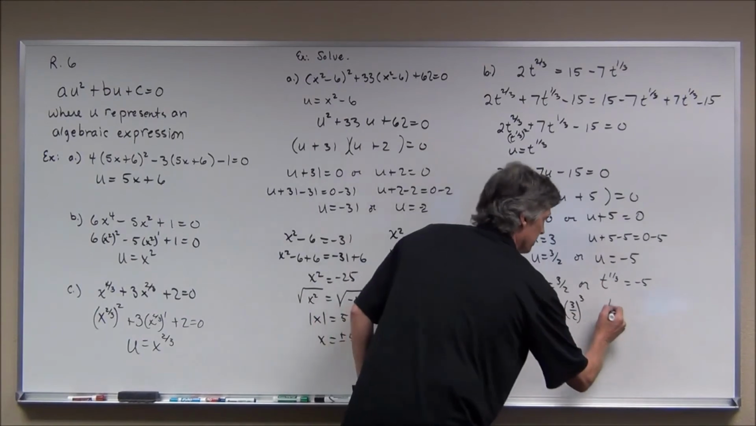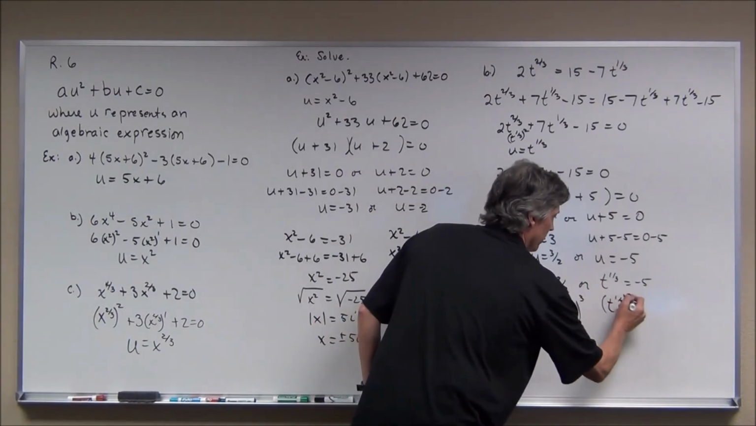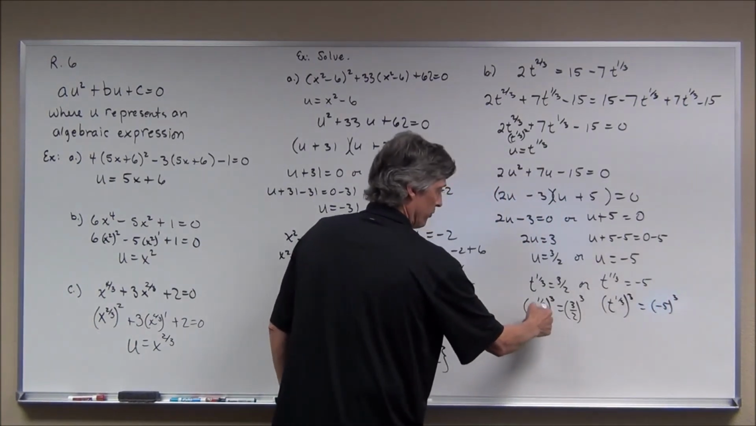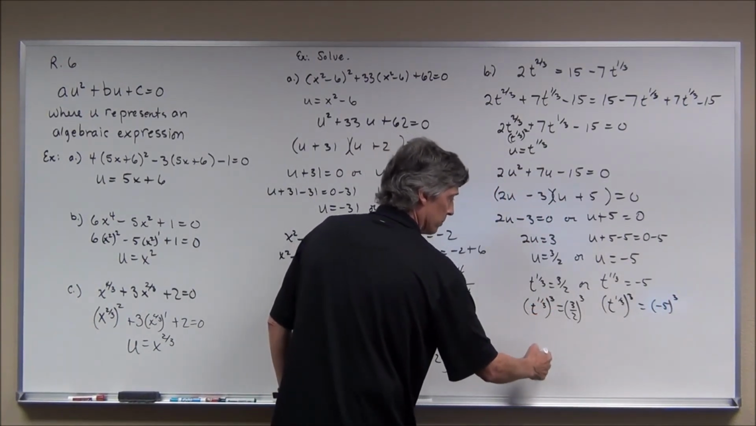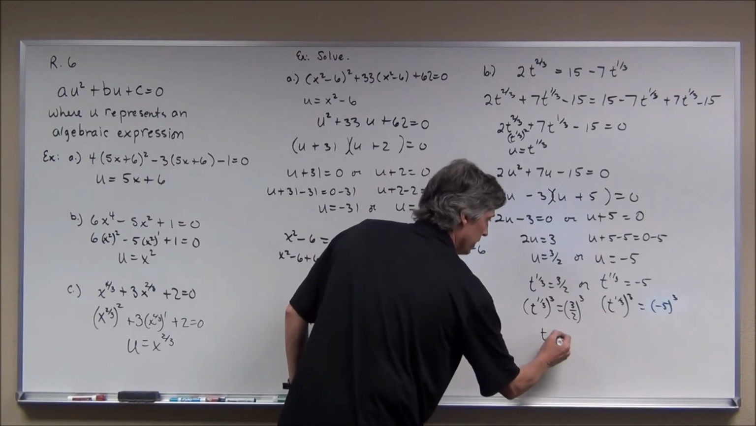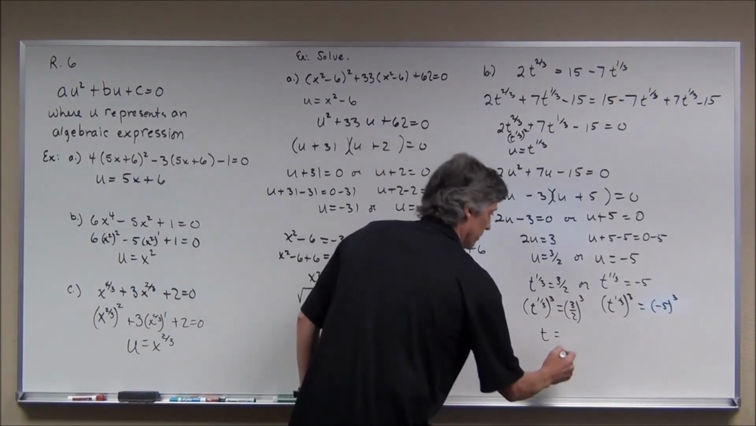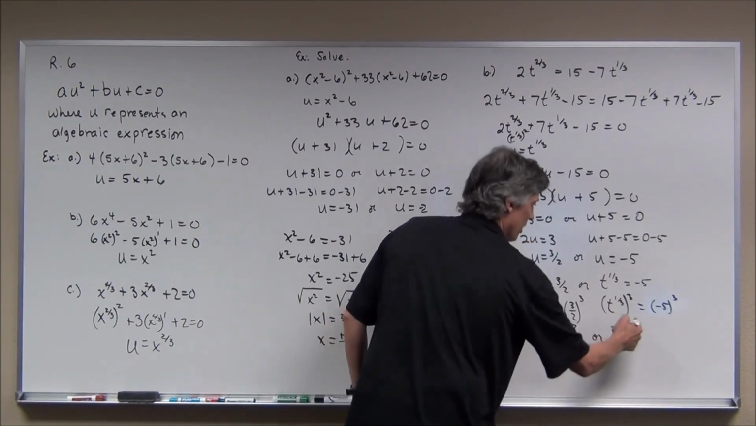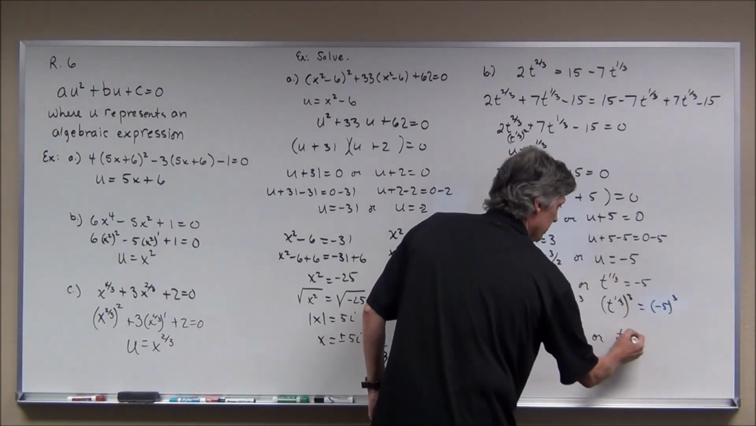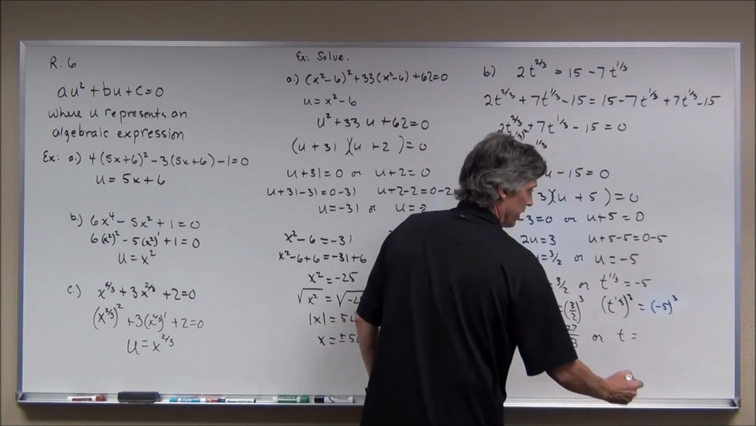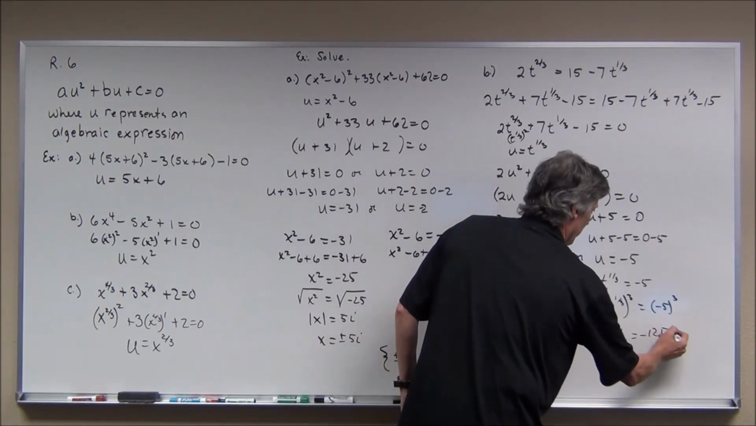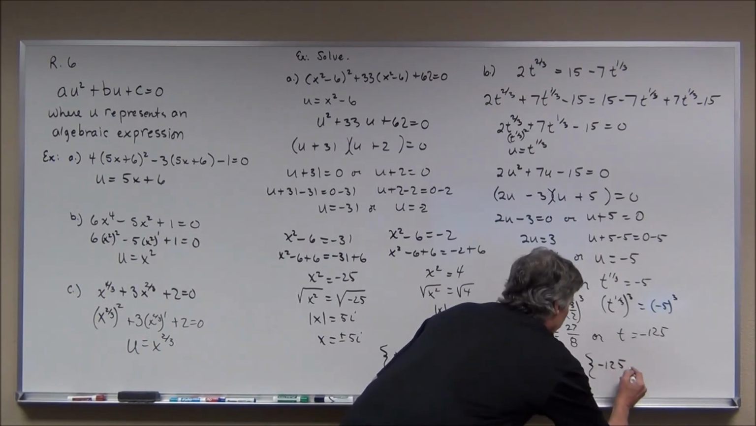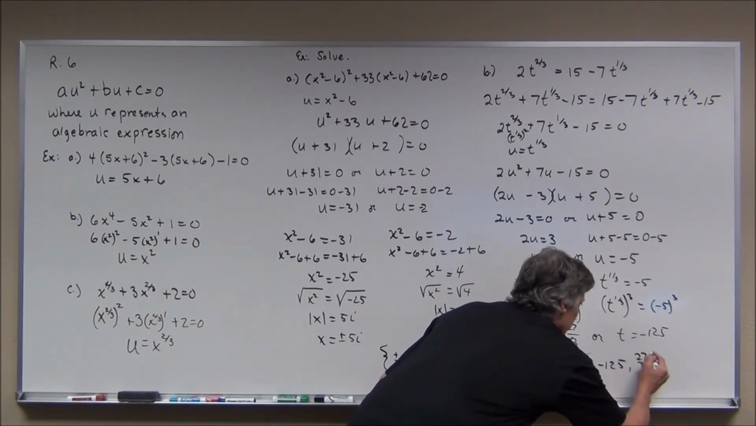I'm going to have to do something very similar over here. Cube both sides. T to the 1/3 to the 3rd, power to a power, you multiply, that's going to be 1. So I have t equals 3/2 times 3/2 times 3/2, which is 27/8. Over here, this is t equals negative 5 times negative 5 times negative 5 is negative 125. So my solution set is negative 125 and 27/8.